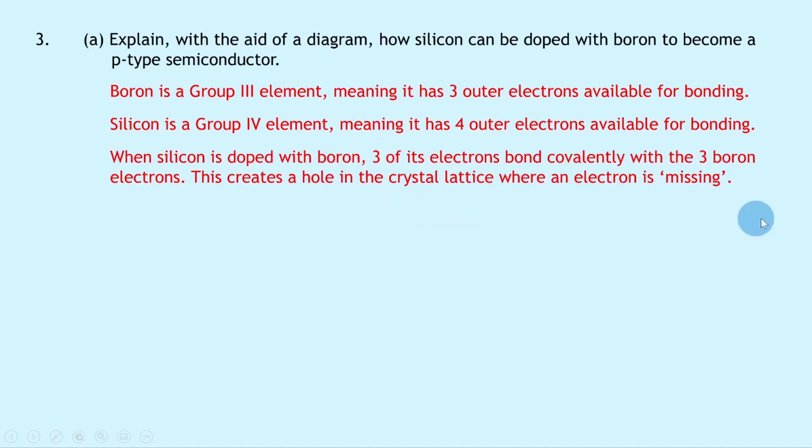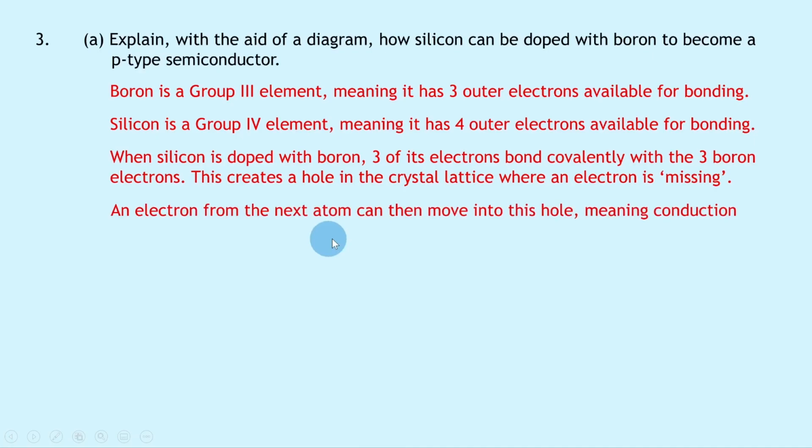So remember, a hole is just an absence of an electron, but we can think about it as being its own positively charged particle. We then say that an electron from the next atom can then move into this hole, meaning conduction takes place by the movement of positive holes.